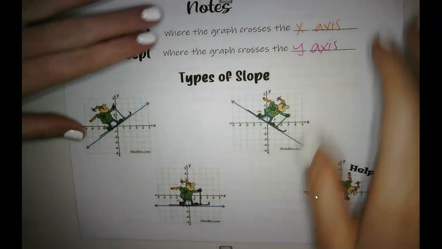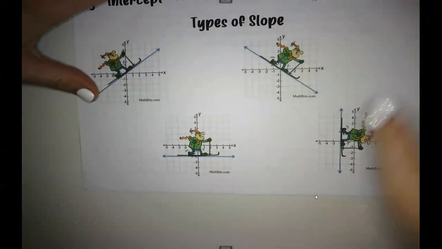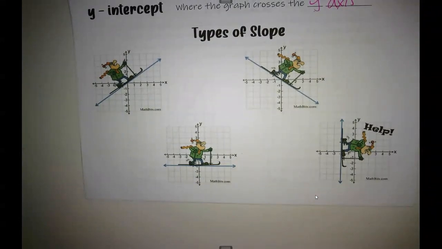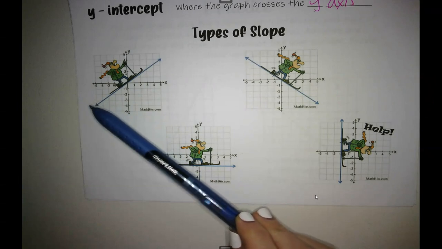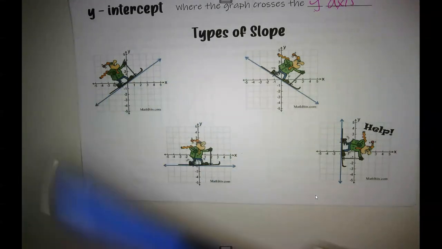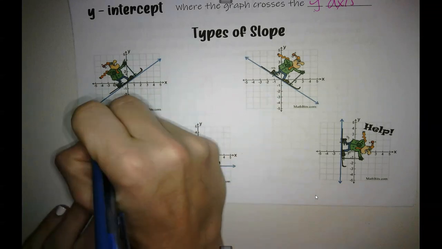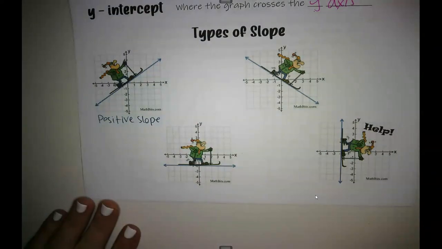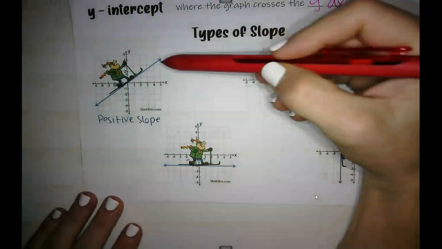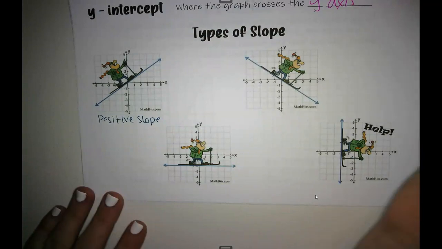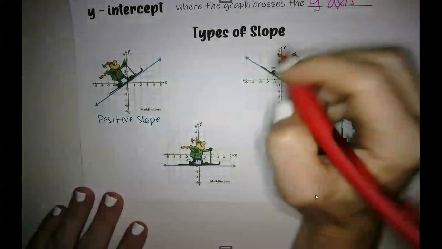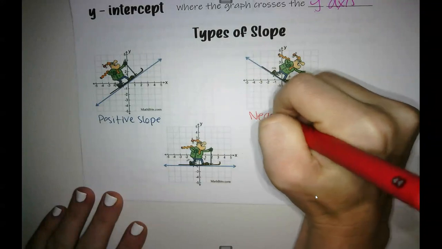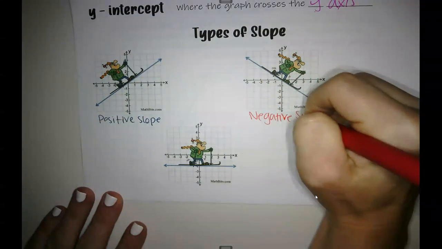All right, now we have these 4 different types of slopes. When our skier is going up the mountain, then we have a positive slope. And when our skier has gotten to the top and he's going back down the mountain, we've got a negative slope.